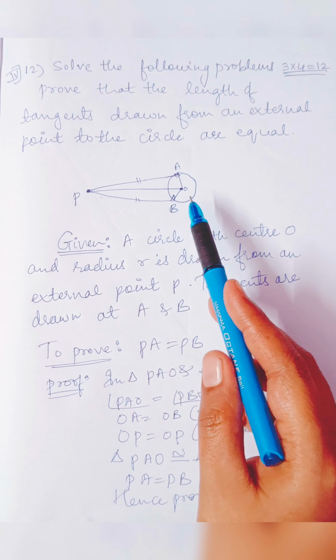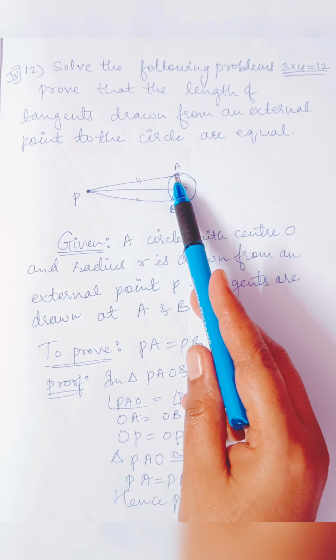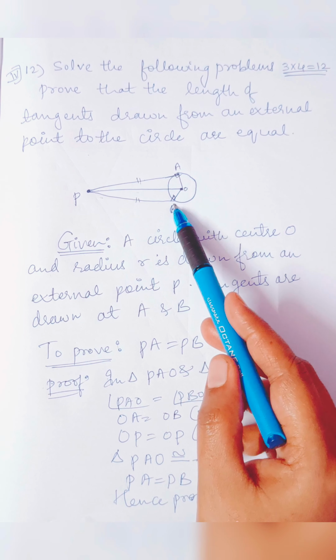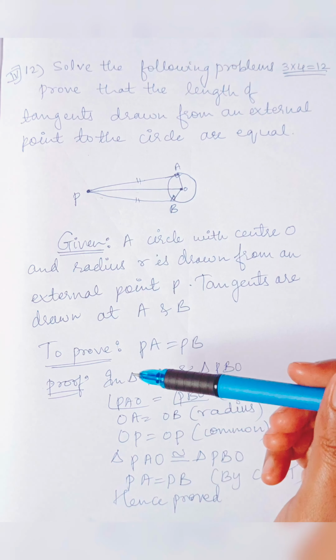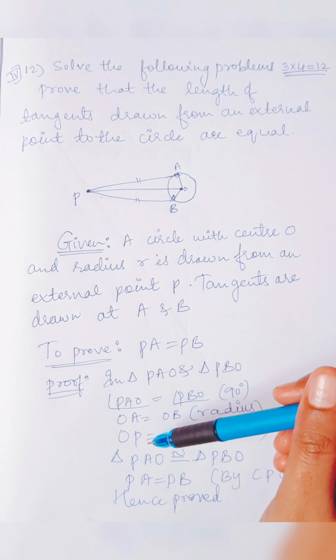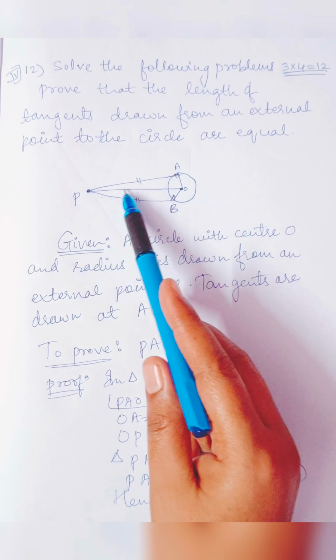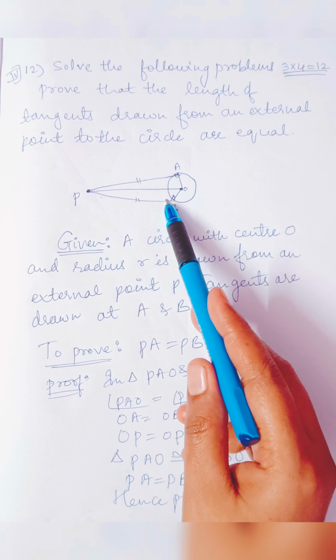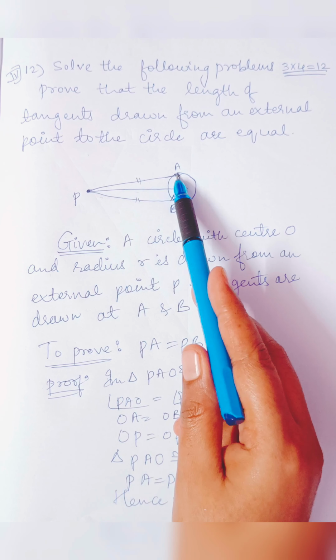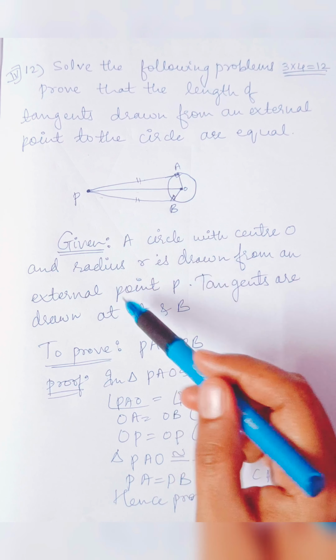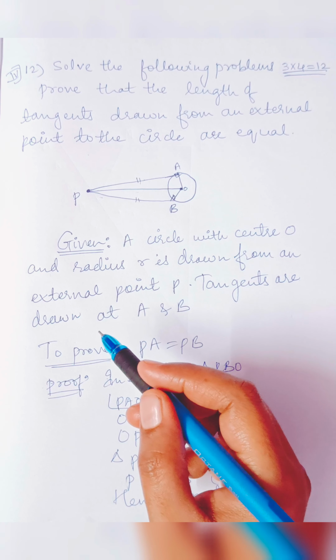So to prove this theorem, what we have to do? We have to take the angles and the common side. We have to take the radius. Then you have to prove that both the triangles are equal. If both the triangles are equal, then the tangents PA is equal to PB. So this is the proof of the theorem.